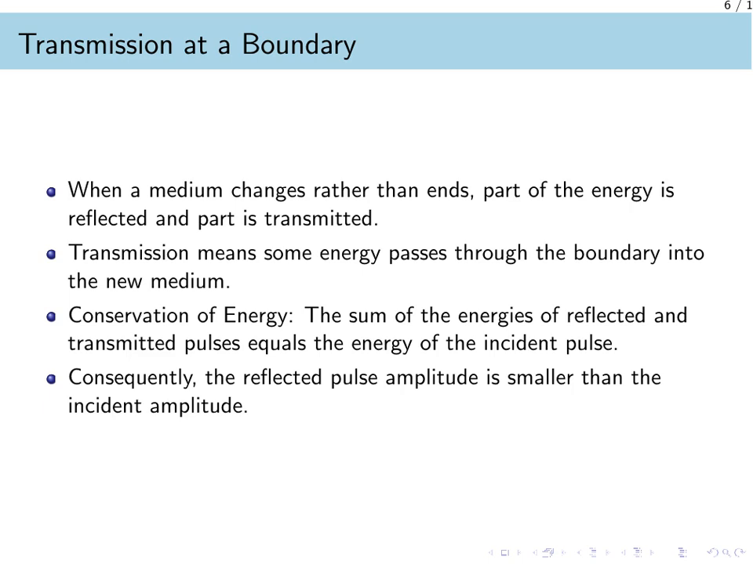When a medium does not end but instead changes into a different material, we encounter transmission. At such a boundary, the energy of the incident pulse is split. Part of it is reflected back into the first medium, and part is transmitted into the second. Because of the law of conservation of energy, the sum of the energies of the reflected and transmitted pulses must equal the energy of the original incident pulse. This means the reflected pulse will always have a smaller amplitude than the pulse that started the process.